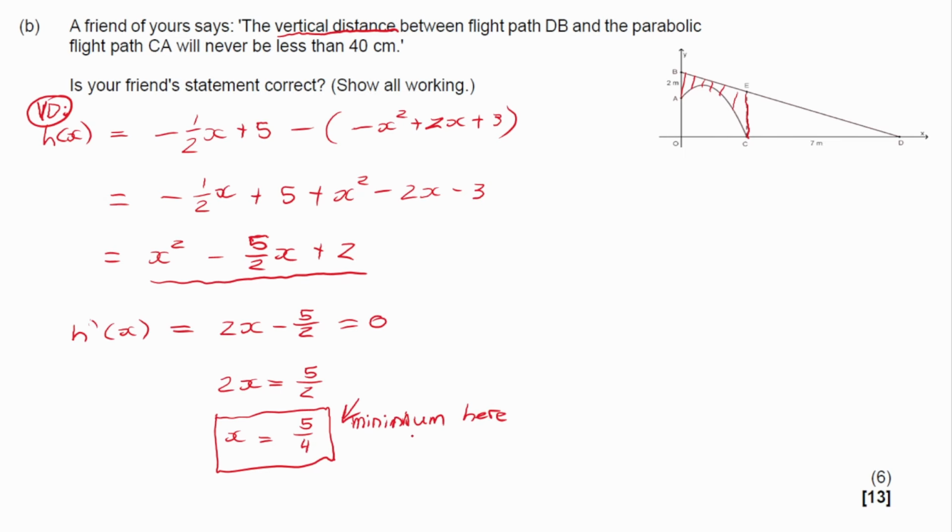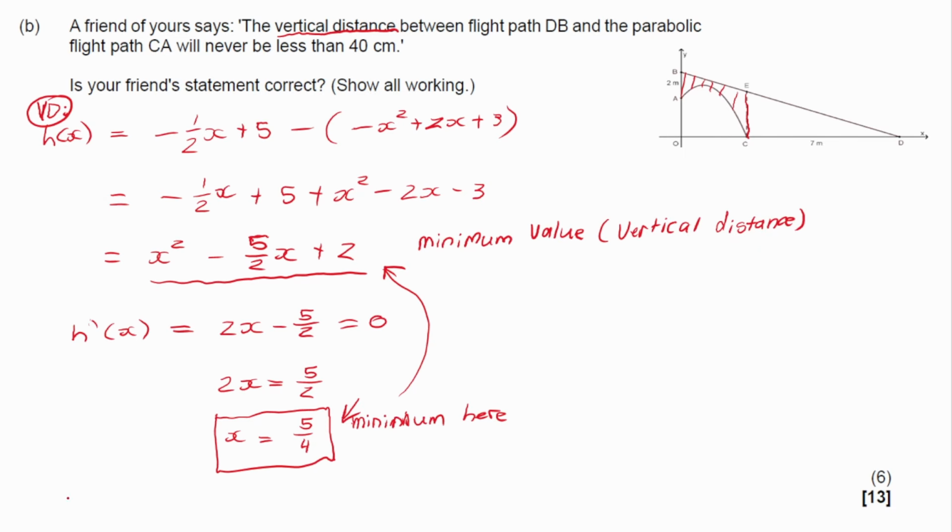But it doesn't tell us what the minimum is. To find what the minimum is, we have to put it in here, and this will say what the minimum value is. So that'll give us our minimum value, in this case the vertical distance. So I hope I saved myself with the wording there. It started a bit shaky.